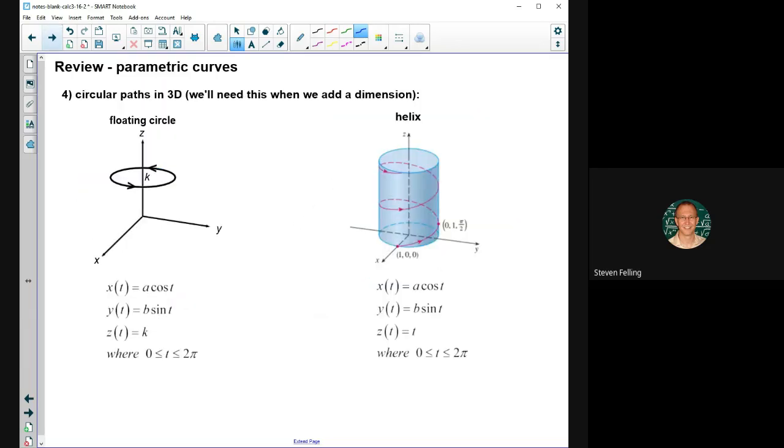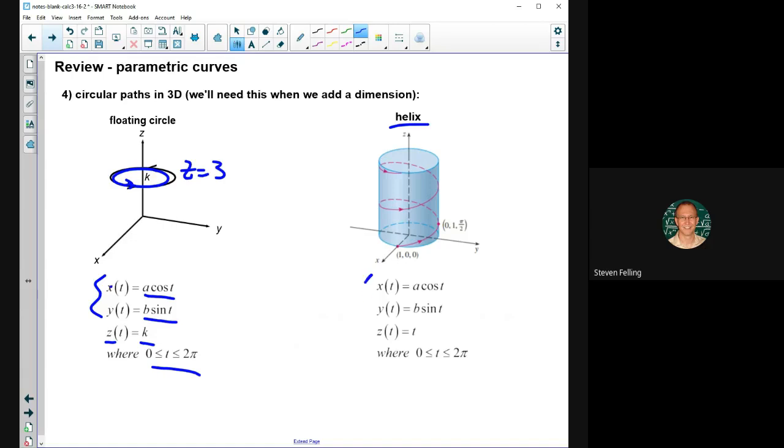Common ones are if you have a circular path, but it's just at some fixed z, like z equals 3, well then you can use a circular parameterization for x and y. x as a function of the parameter t is a cosine t, y is b sine t, and then you can just make z equal to some constant and parameterize from 0 to 2 pi to go once around the circle. Another common one is a helix, where we have a spiral that's slowly going up.